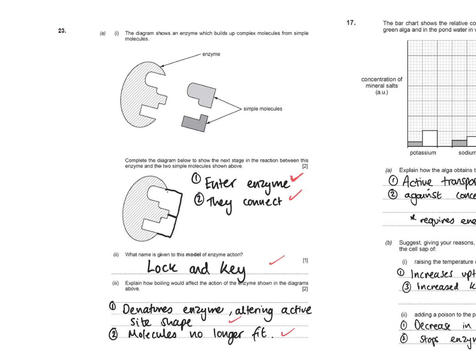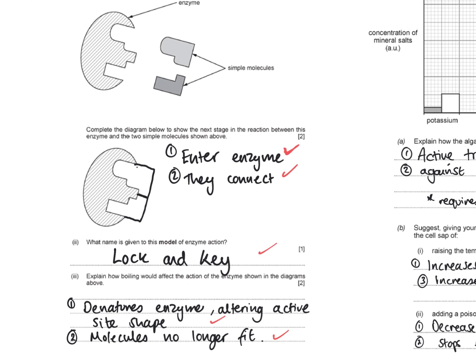Okay, so in this question on enzymes, we can see the first part here. Be careful. It says complete the diagram below to show the next stage of the reaction between the enzyme and the two simple molecules from above. So we can see that these fit into that active site, forming this complex. So first mark is that it enters the enzyme, and the second is that they connect, that they've connected together.